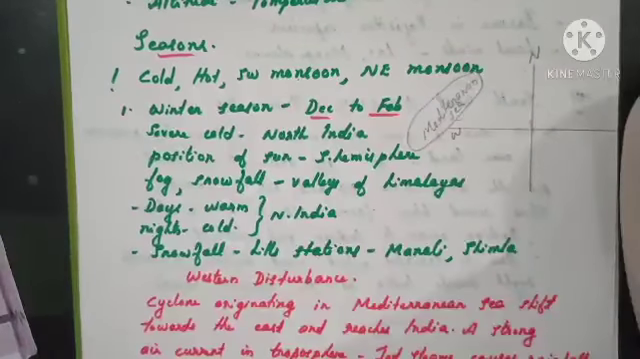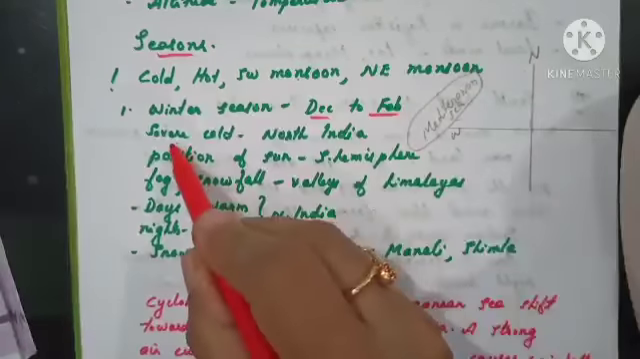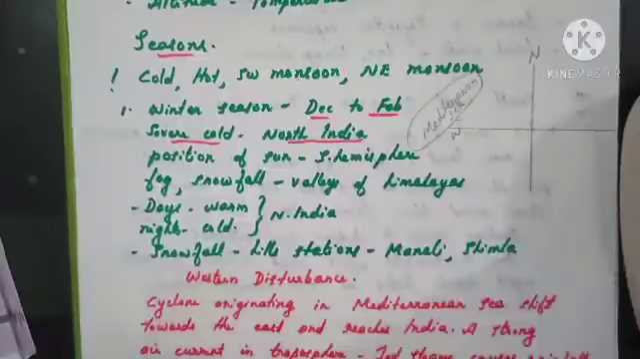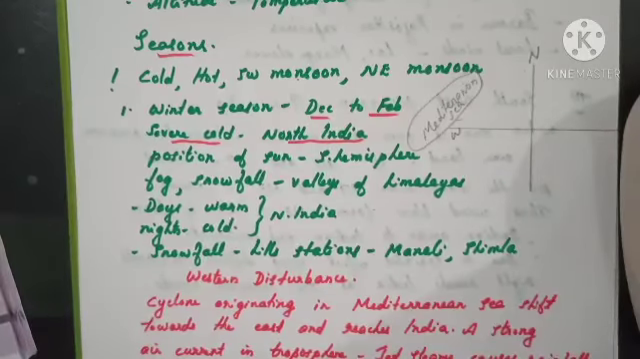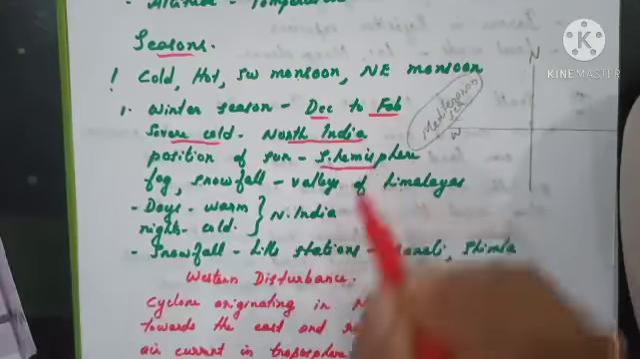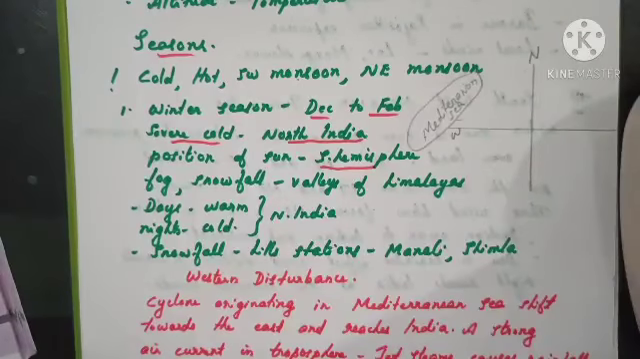What are the peculiarities of the winter season? Severe cold, especially in North India. The reason is that it is far away from the ocean, and also the Himalayan mountain ranges. So severe cold is experienced in North India. The main reason is that the position of the sun is in the southern hemisphere, so the temperature will be low in December.